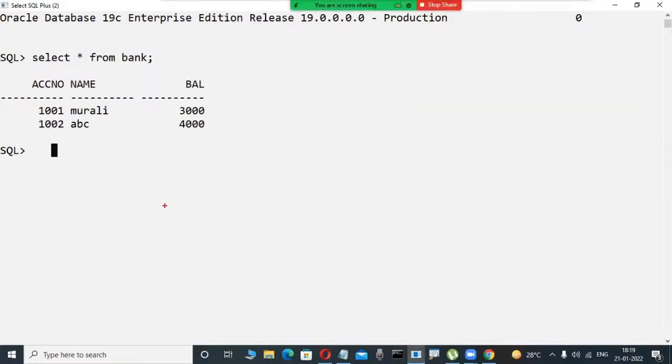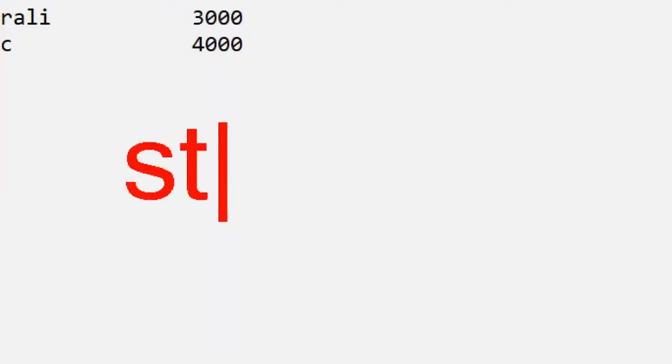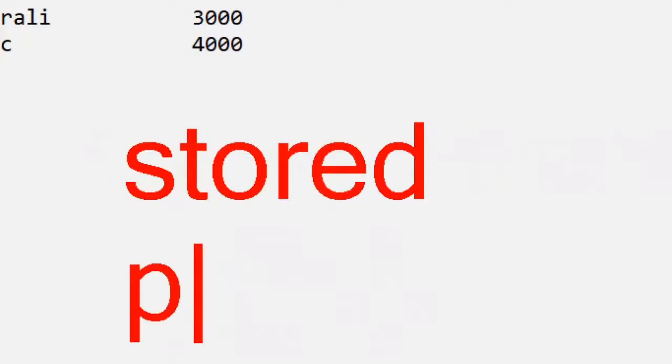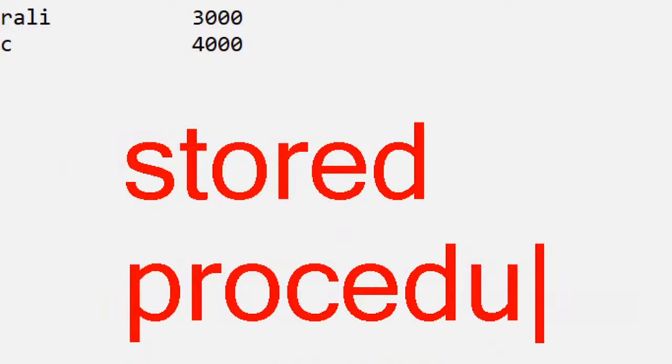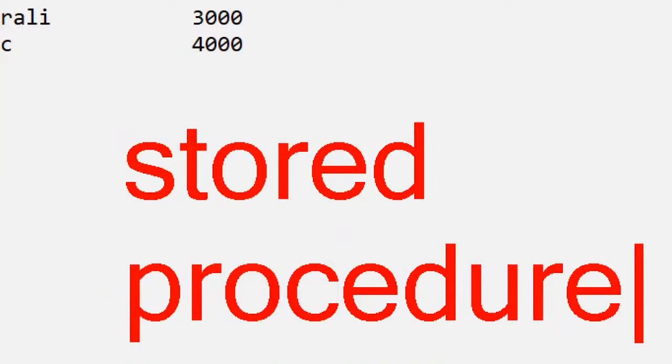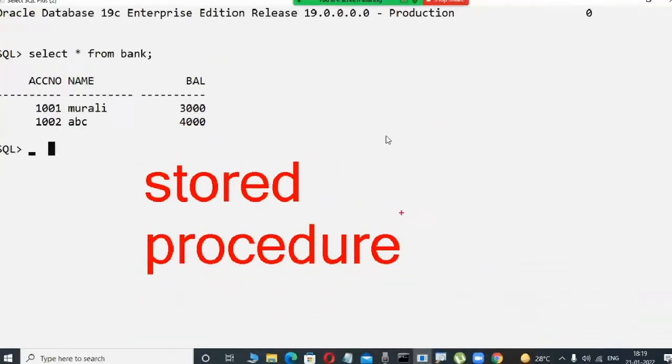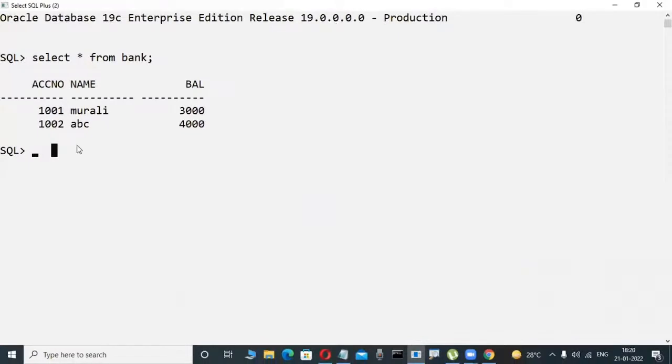Stored procedures are a concept in Java, .NET, Python, and also in MySQL, SQL Server, these types of languages, and in Oracle. In these stored procedures, they write these types of logical conditions. That is in our course, PLSQL.